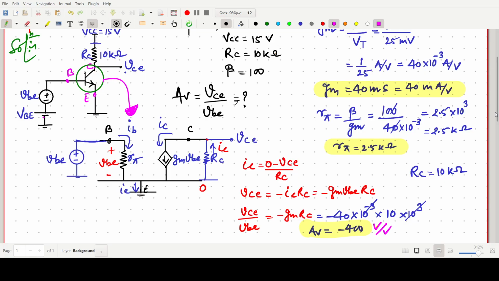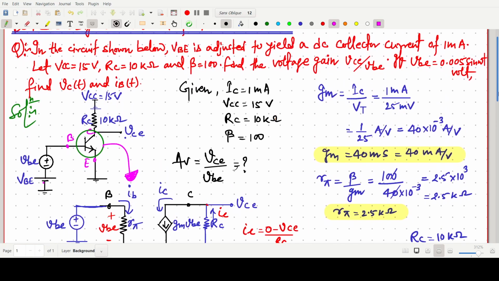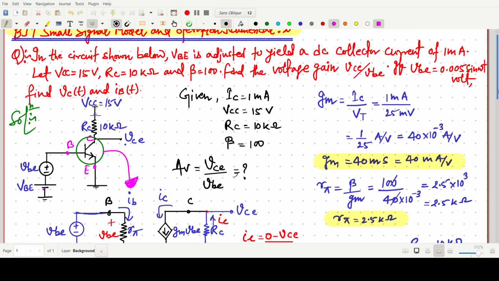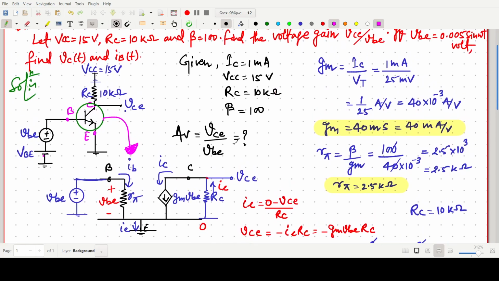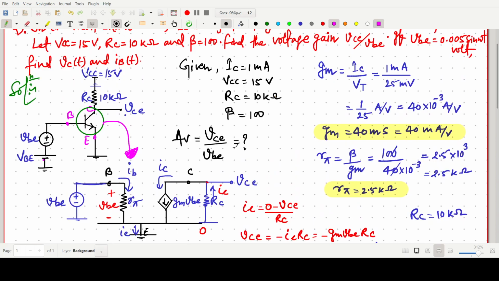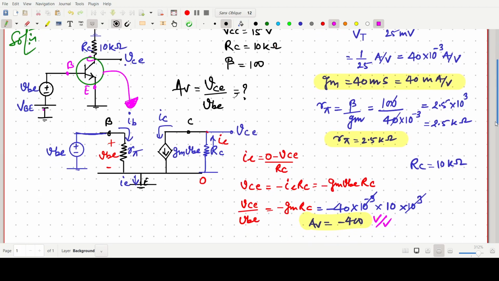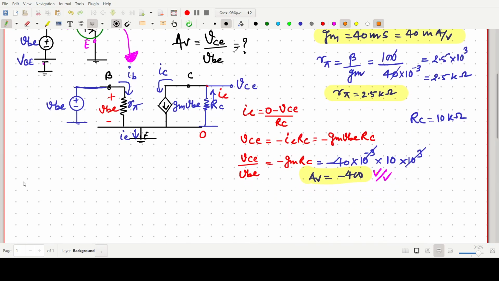Now the other part. If VB is given, we have to find VCT and IBT. V small capital C T. What does it mean? VCT means the instantaneous collector voltage. Now the thing is that we have to find V capital CT, the instantaneous collector voltage.